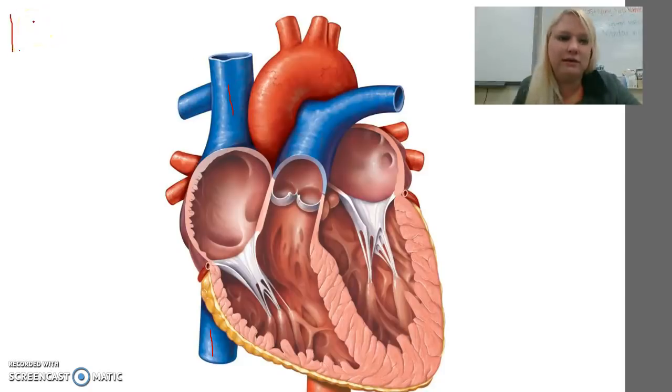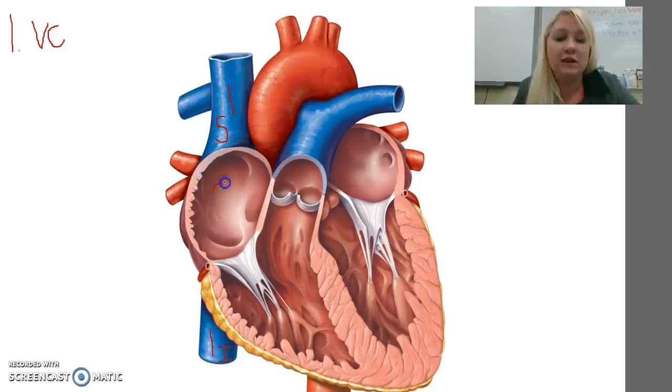So number 1, this is going to be our superior and inferior vena cava. So I'm just going to write VC for vena cava. This is our superior one. This is our inferior one down here. Remember, superior just means on top, inferior means on bottom. So that's structure 1, and that's how blood is actually going to enter into the heart.